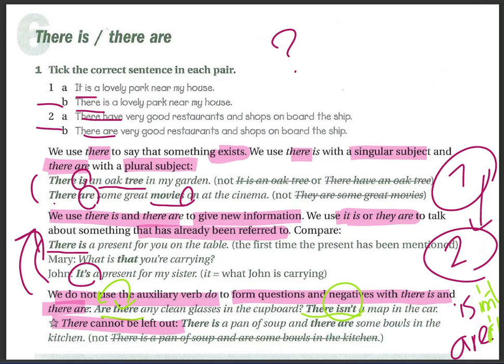Look at here. There is a pan of soup, and there are some bowls in the kitchen. Not "there is a pan of soup and are some bowls." You cannot say, okay, here I use there and here I don't need. No. Anytime that you want to use there is and there are, you should write there. Okay?